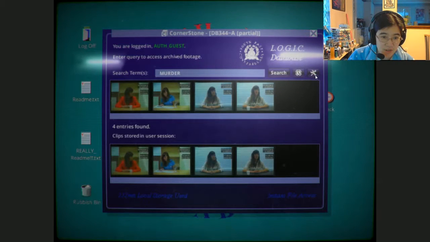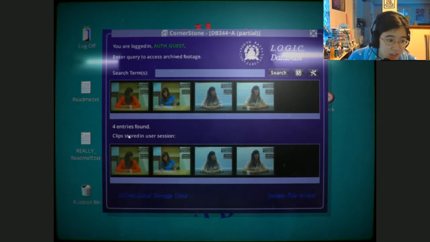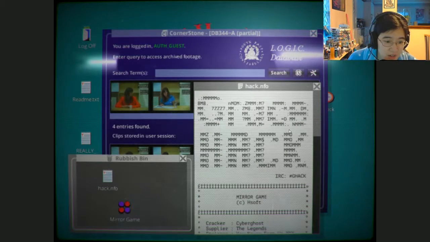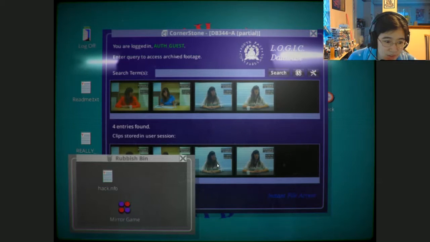And now she wants a lawyer. So there must be more files I can access, right? So she wants a lawyer. Alright, so what will happen if I... I want to look at this... No, I can't. Hack info? Mirror game? I don't even know what this means.